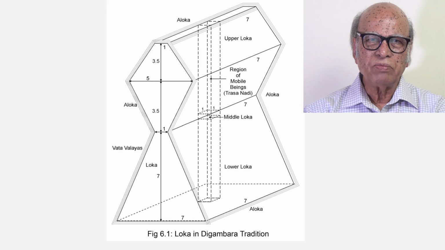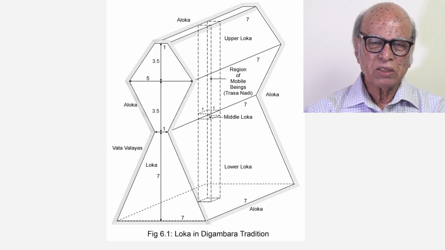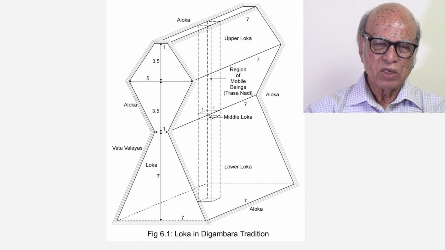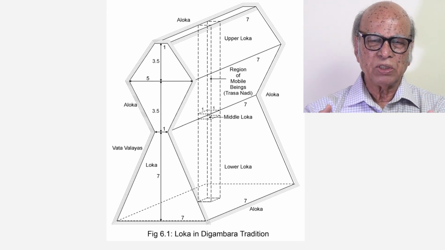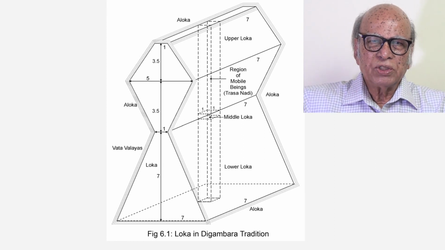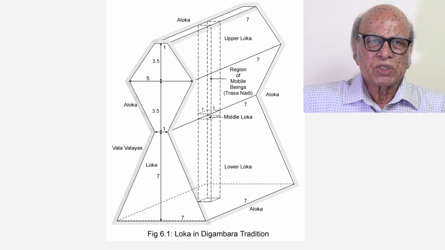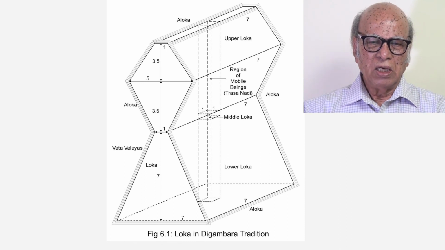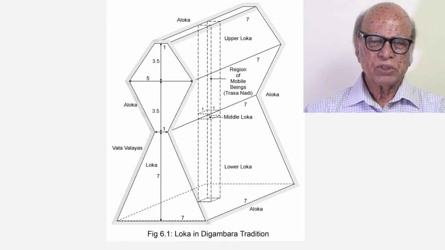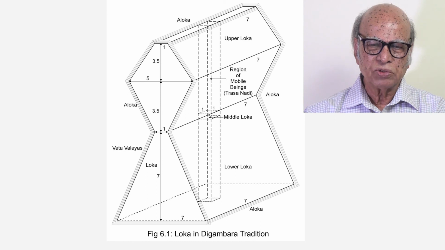It's a three-dimensional figure, and if you see the front view, it gives a picture as if a man is standing with his legs spread and hands touching the waist, that kind of figure. So this kind of shape of the lok has been described in Agams.